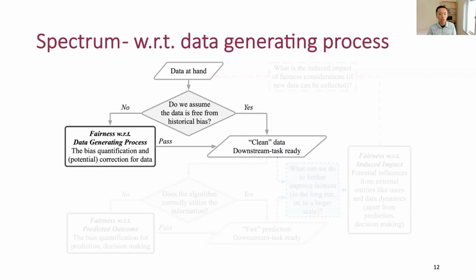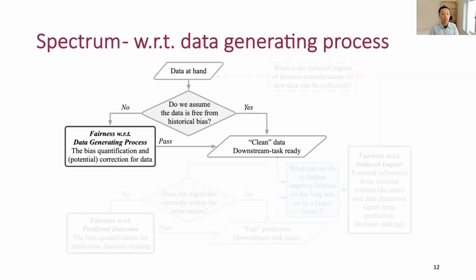And some fairness notions may put more emphasis on the data itself versus the predicted outcome. So here I double quoted the word clean to indicate that when we say clean data, it does not mean that the data is not problematic from all perspectives. It simply means that the current data satisfies a certain notion of fairness with respect to the data generating process.